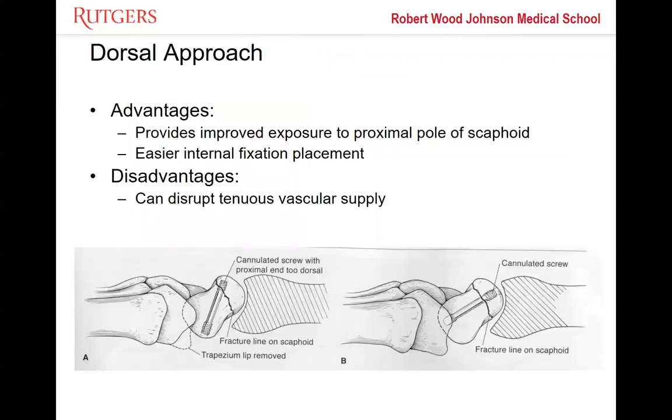Yeah. So this is just a good slide showing the mechanics of why we don't go volar on the proximal pole fractures. And you can see that if you go volar right there, depending on how much trapezium you remove, you're only going to get a small portion of it. Whereas on these smaller proximal pole fractures, when you go dorsal, you can get it right in the middle. So in my mind, I'm going to go dorsal on all proximal poles. And I think waist is a dealer's choice. And then when you get more distal, you go the other way and go to the volar side.